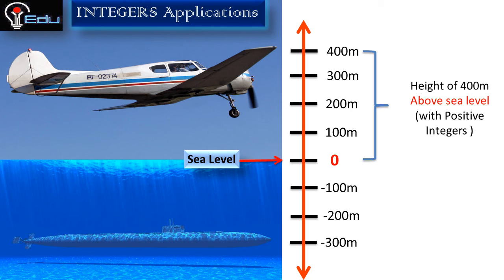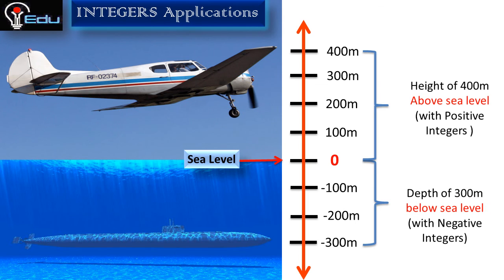And the submarine is below the sea level. It is under the sea, that's why it is below sea level. So what is the depth of this submarine from the sea level? It is around a depth of 300 meters below sea level, represented with negative integers. So this is the application of positive and negative integers, above sea level and below sea level. An example of above sea level is the aeroplane, and an example of below sea level is the submarine.